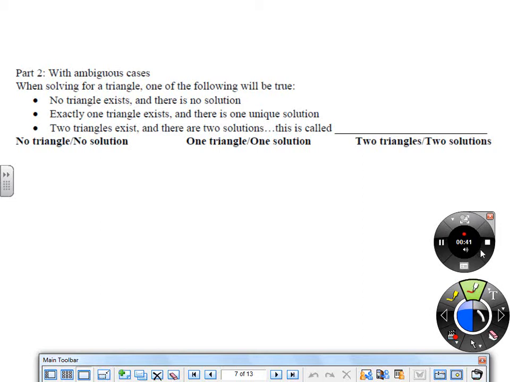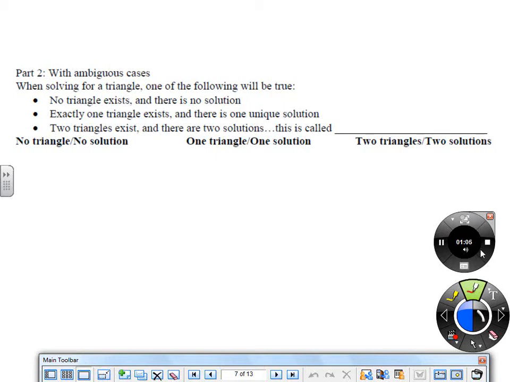when solving for a triangle, one of the following will be true. Either no triangle exists, so there's no solution. One triangle exists, and there's one unique solution, meaning you can solve for one set of sides and angles in that triangle. Or two triangles exist, and you need to get both of those solutions. Okay? So what we're going to do is go ahead and look at these different situations.